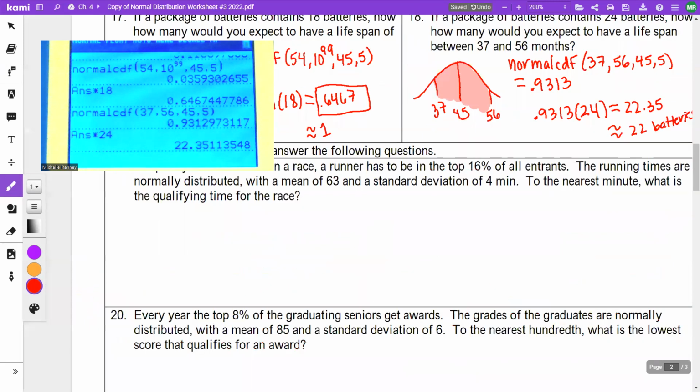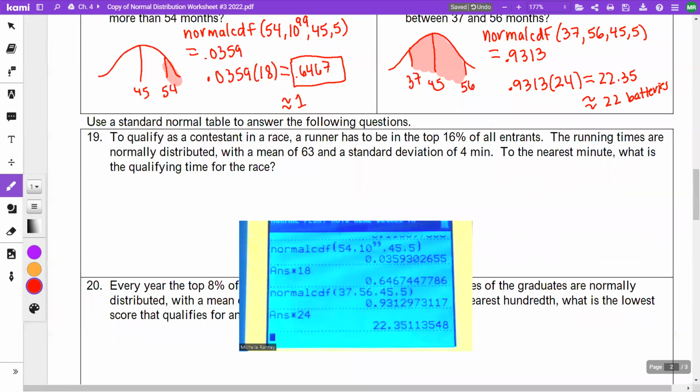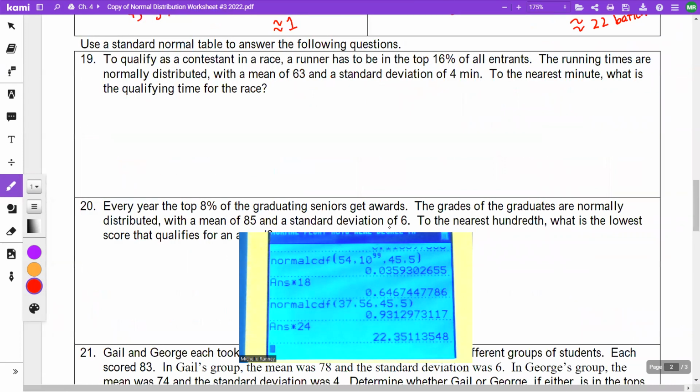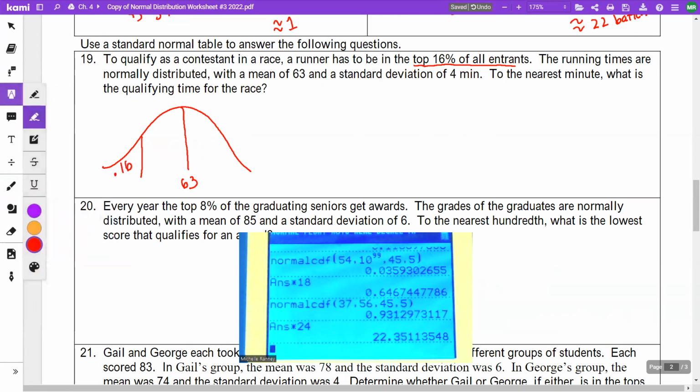Okay, so let's take a look at these ones down here. Now these ones are going to be slightly different. In this case, to qualify as a contestant in a race, a runner has to be in the top 16%. The running times are normally distributed with a mean of 63 and a standard deviation of 4. And we want to be in the top 16%. So if we're in the top 16%, we're actually looking for this bottom 16% because you want to be fastest. So we want smaller numbers, not bigger numbers.